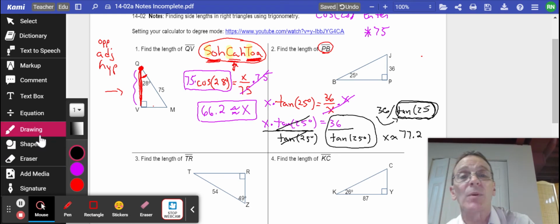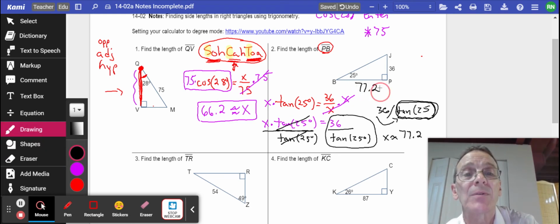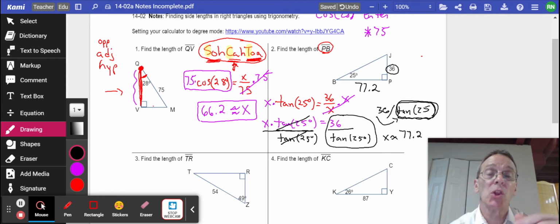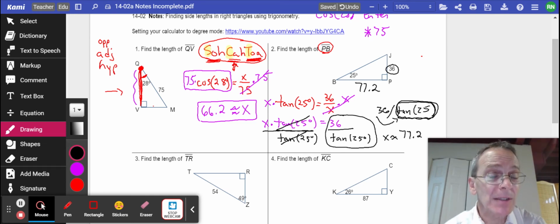77.2. And what side did we find? PB, 77.2. Compare that to the other side in the triangle. The other side is 36. Okay. Now, that side BP looks like it should be longer than 36, but does it have to be longer than 36? It's not the hypotenuse. 77.2 is not the hypotenuse.